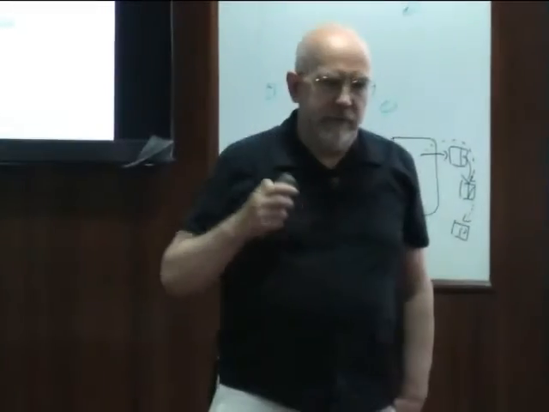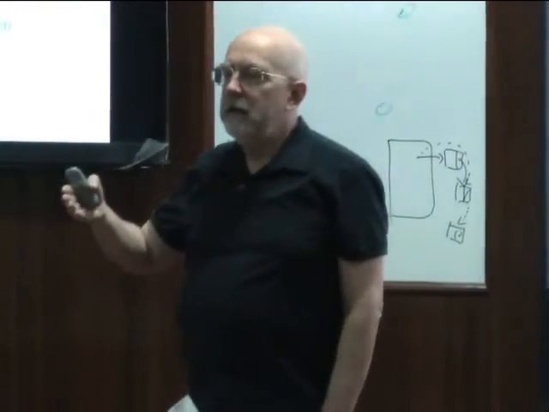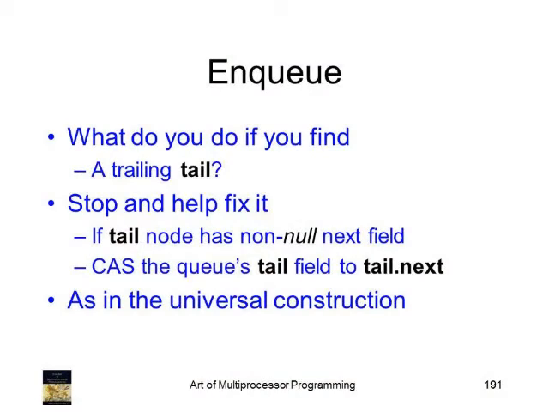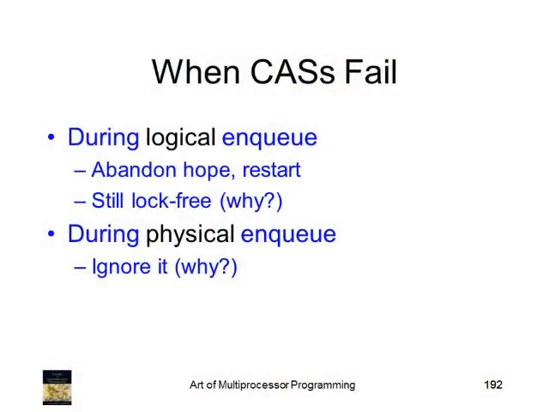And so now we have to be prepared, whenever we look at the tail, to find either that it's good and points to the tail, or it's off by 1, and it's looking not at the last node, but at the node before the last node. And so what do you do if you find a trailing tail? Well, it's like the logical delete that we saw before. Probably the best thing to do is to stop and fix it and then resume. And this guarantees that the tail never falls very far behind. In fact, it never falls more than 1 away from the actual tail.